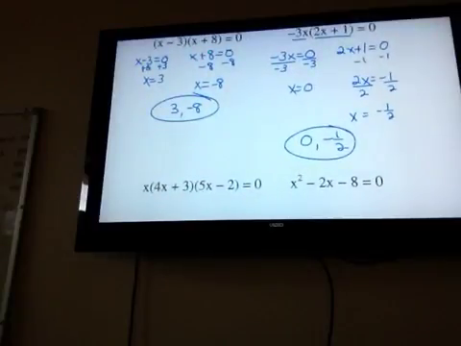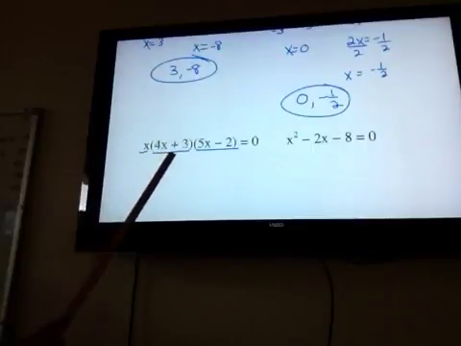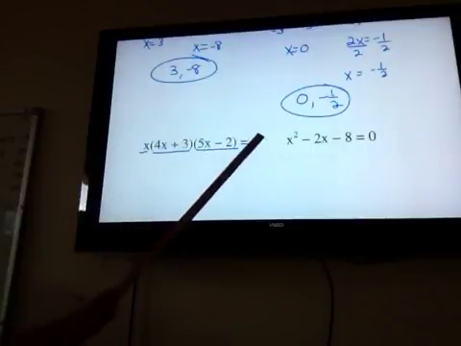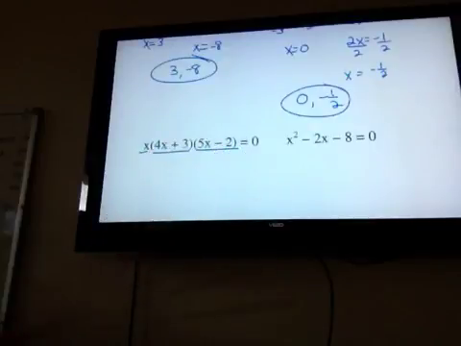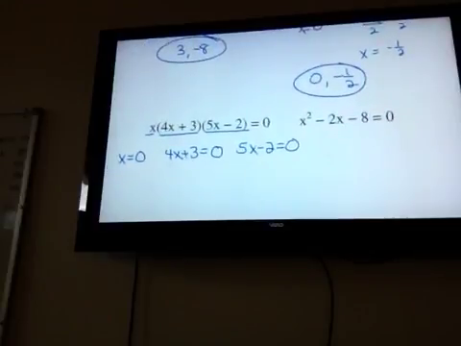Next question has 3 things, 3 variable factors. x times 4x plus 3 times 5x minus 2 equals 0. So one of these 3 things is 0. So either x is 0, or 4x plus 3 is 0, or 5x minus 2 is 0. So one of the 3 variable factors has to be 0. Otherwise you can't get 0.